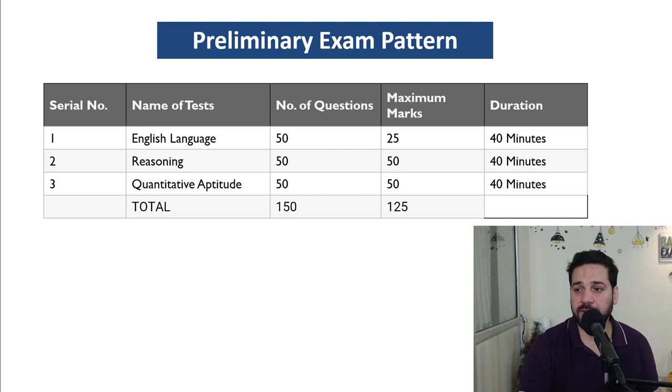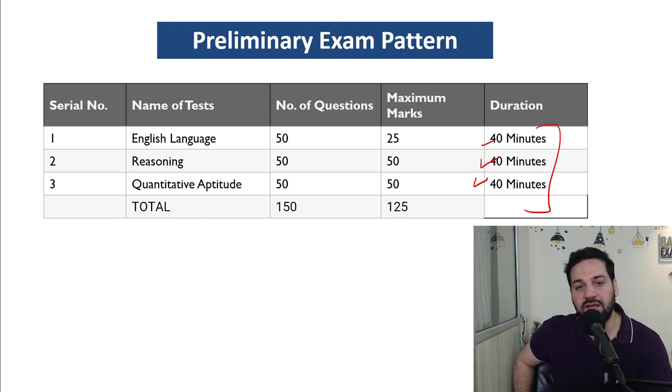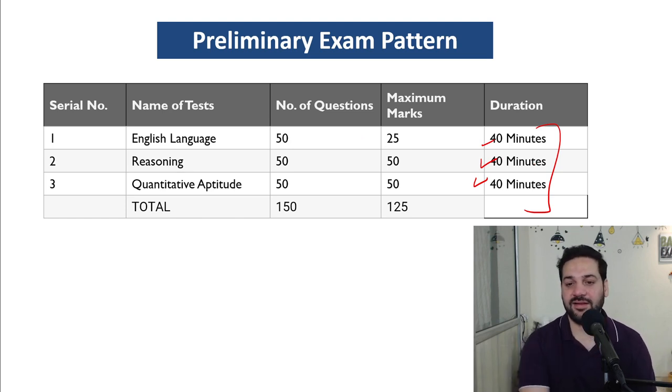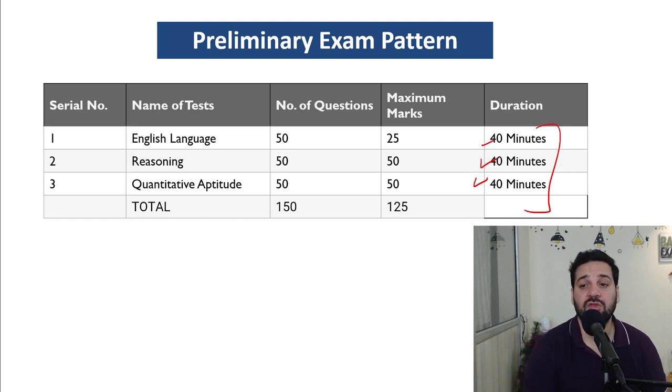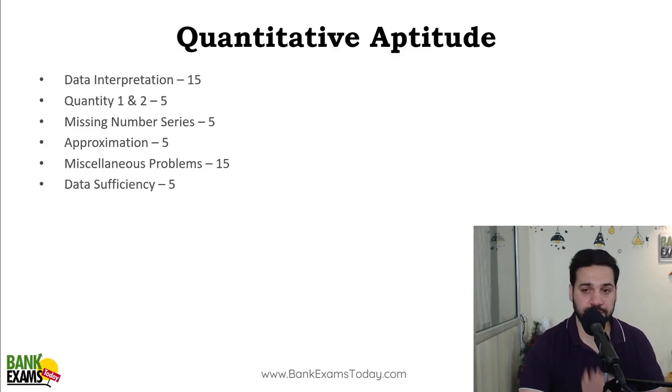See, time management, I can't really tell you much about time management because there is sectional timing. English language 40 minutes, reasoning ability 40 minutes, cognitive aptitude 40 minutes, right? So time management, we can't really do much about this. I can't tell you to spend more time in quant and less in English. Yeh ho possibly nahi hai. So what exactly can you do?